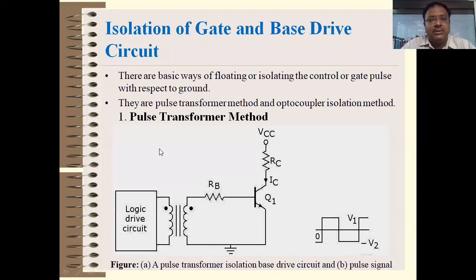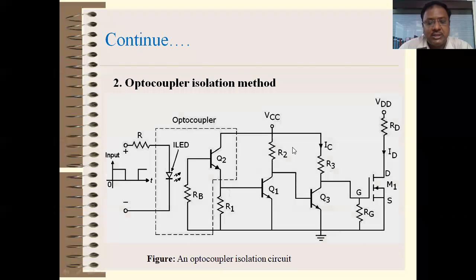So these are the two methods that is called isolation method. Isolation is required because the power circuit and logic circuit should be separated, or you can say logic circuit is protected from any kind of hazards from the power circuit. So that's why we're using these two. So pulse transform method, and second one is a optocoupler method. Both we have discussed in the last lecture, and mostly optocoupler method is preferred in most of the circuits for isolation. Okay.